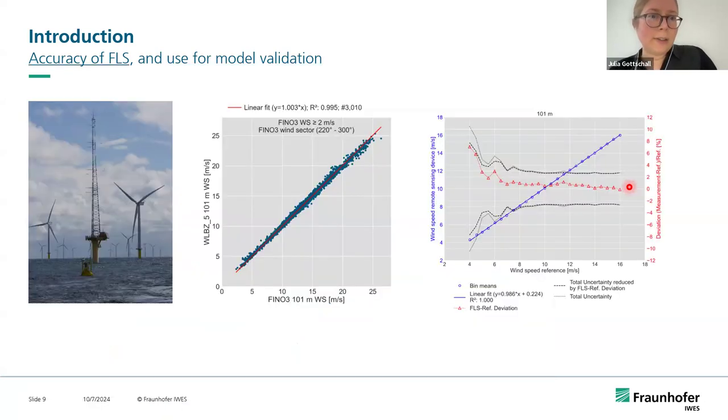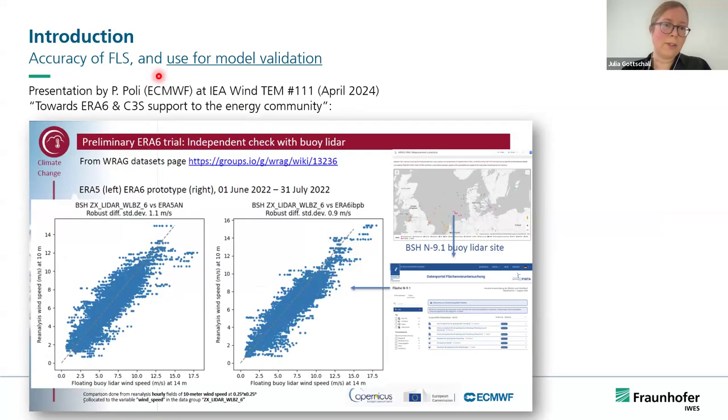The next slide is actually, so on the one hand, we have the high accuracy of floating LiDAR measurements. On the other hand, we already see what I wanted to hint at with the public availability of these data. These data sets are used for model validation already. This is a screenshot from a presentation given by ECMWF at an IEA Wind topical expert meeting earlier this year. And what you see here is one of these BSH German data sets that was used as one of the first data sets to validate ERA6.